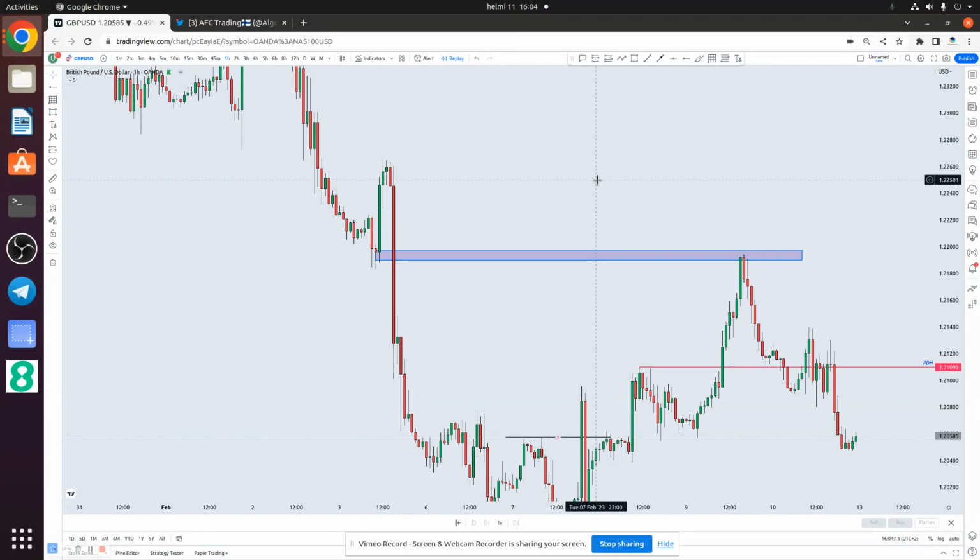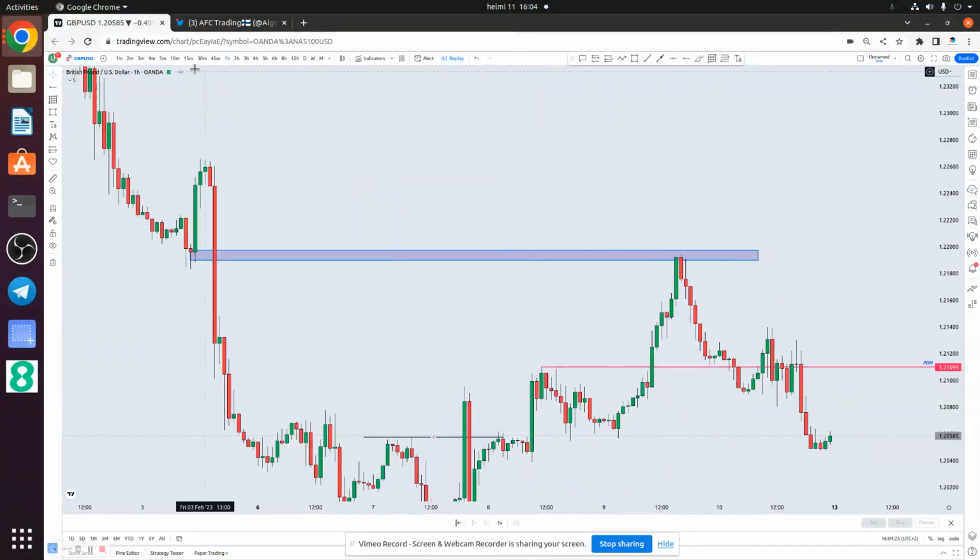Basically, breakers and order blocks are almost the same thing. If you don't want to confuse yourself, because they carry the same purpose, breakers and order blocks, you can just say an order block. It's the same thing. You don't have to confuse yourself.